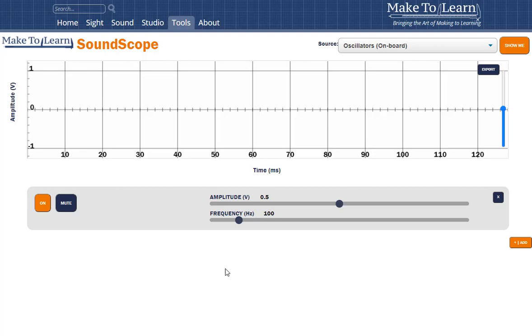SoundScope is a tool developed in the Make-to-Learn laboratory at the University of Virginia. It's designed to create and visualize sound. It uses sine waves to generate pure tones.